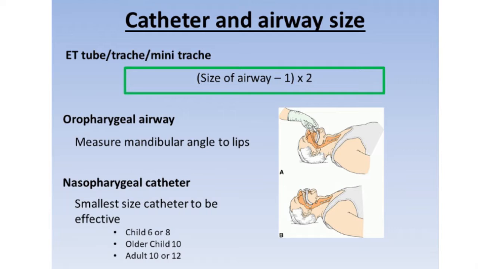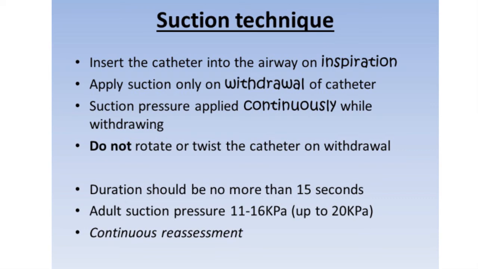For our nasopharyngeal catheter, use the smallest size catheter to be effective. In a child that's roughly a size 6 or 8, an older child will be a 10, and an adult 10 or 12. The size of the suction catheter should be about half the diameter of the nostril. This is quite broad here because again we will go into these individual routes in the practical element.